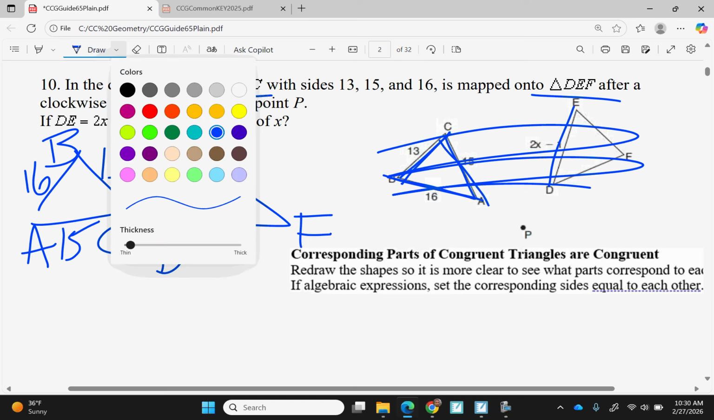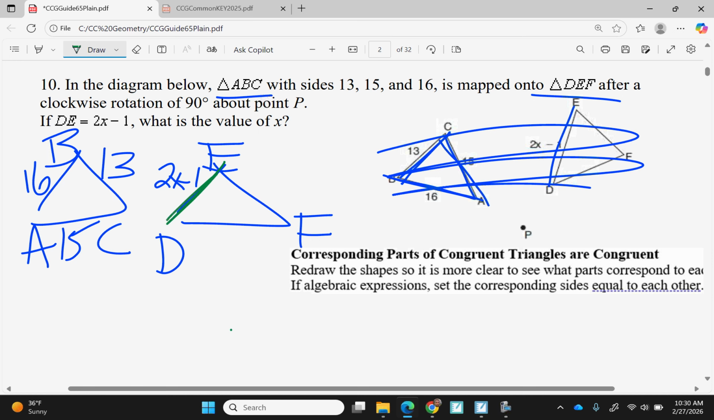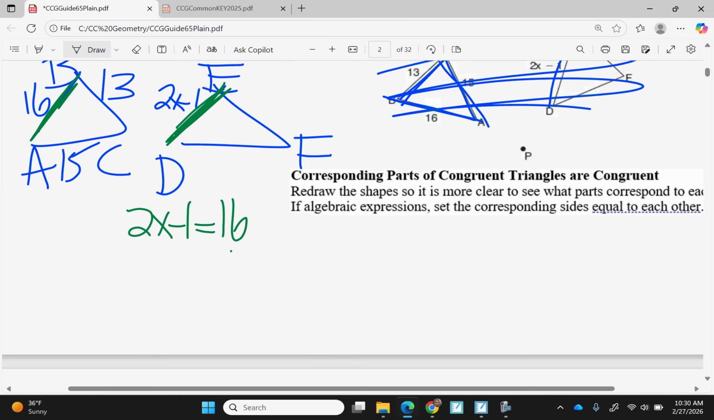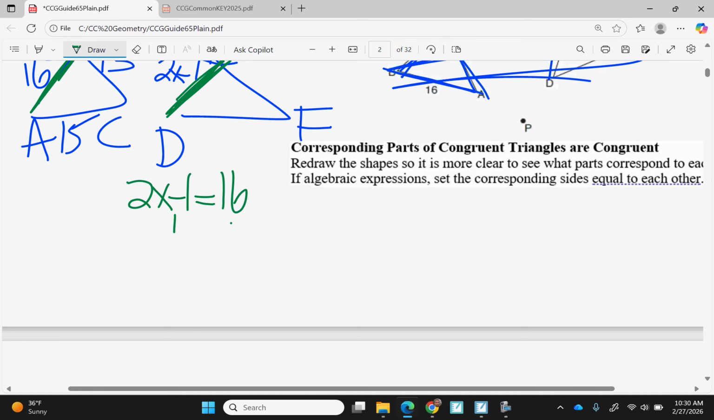Because it's giving me an algebraic expression, I need to create an equation. Well, what does 2x minus 1 correspond to? It corresponds to the 16. So I'm going to set 2x minus 1 equal to 16. I solve the equation. That'll give me my answer. We can use the equation solver. We'll talk more about the equation solver later. I'm not going to talk about it now. x equals 8.5.